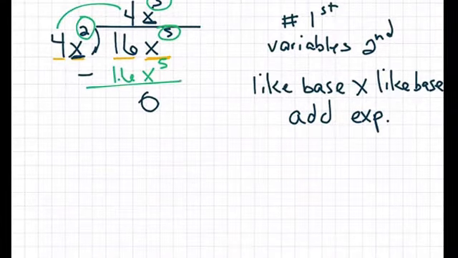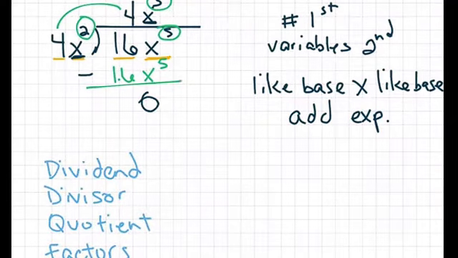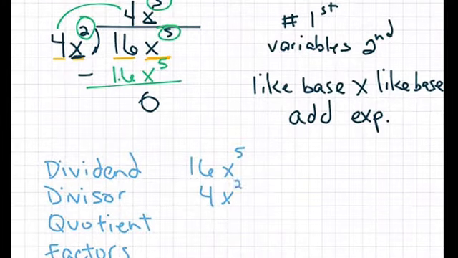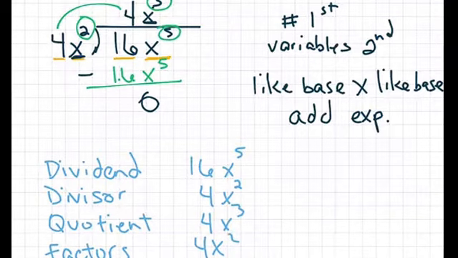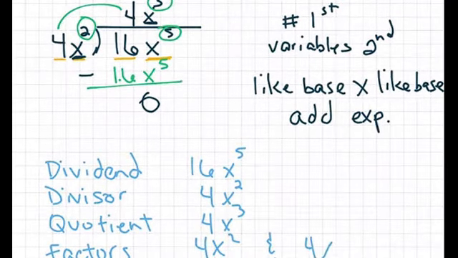Okay? So this is relating what we learned on our long division to what we know about polynomials and their exponent rules and factors. So in this problem, my dividend was the 16x to the 5th. My divisor was 4x squared, the quotient was 4x cubed, and the factors were the 4x squared and the 4x cubed.